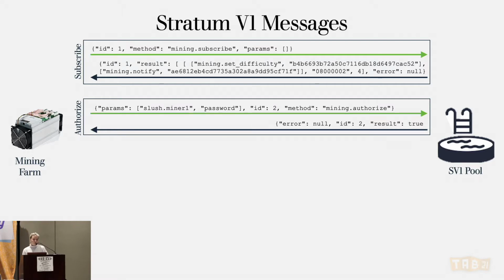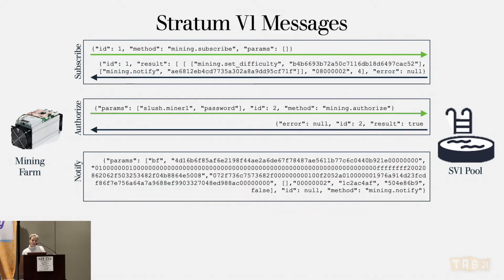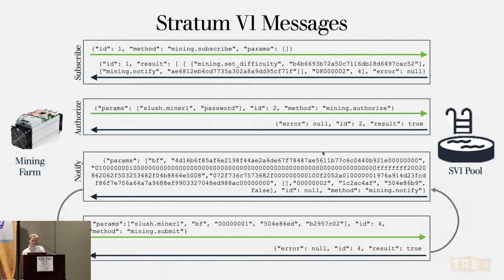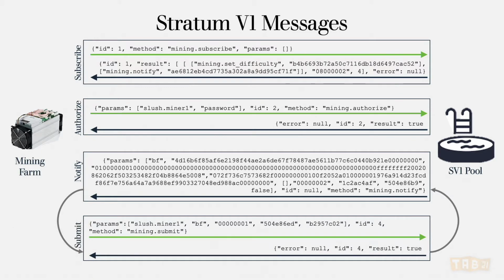And then the pool responds with another ACK, followed by a notify message that contains all the information required for a miner to commence work. Once the miner has found a valid job, it sends the information to the pool via a submit message, and the pool responds with an ACK and another notify message, continuing the cycle. So all the messages you see here are real examples of Stratum messages, so you can plainly read what's being passed back and forth.